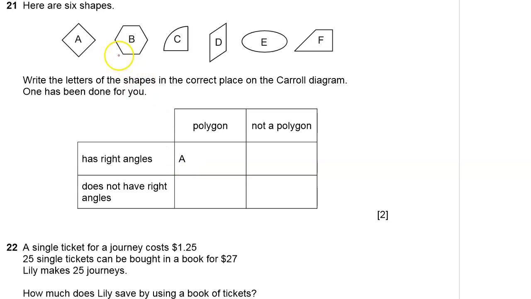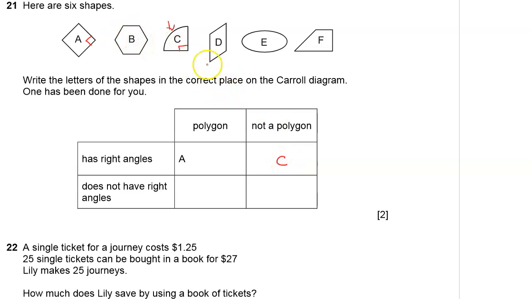So A has got right angles. I can show you that. That is a right angle right there. And it's a polygon. Polygon means it has many straight sides joined at vertices by straight lines. Another one that has got 90 degrees is C, but although it's got an angle of 90, it's not a polygon because of this side here. So C is not a polygon, goes there.